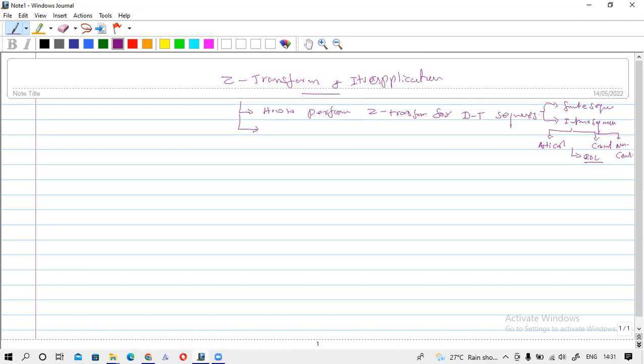So you may have noticed that different signal types will have different ROC, different regions of convergence. That is the idea you should get. So please go through the lectures, then you can get the idea. Then you can go through your notes also. The nature of the ROC is summarized in that note also. But the nature of the ROC, no need to keep in memory.